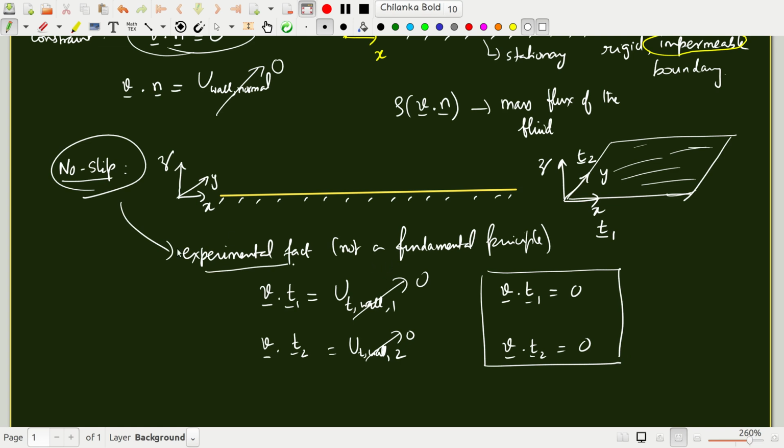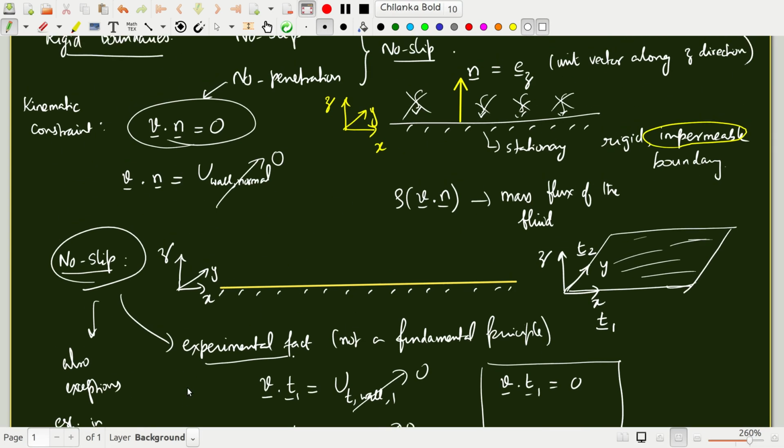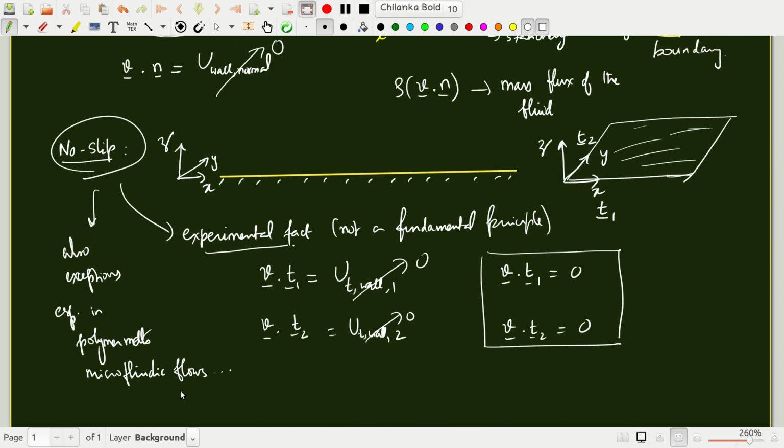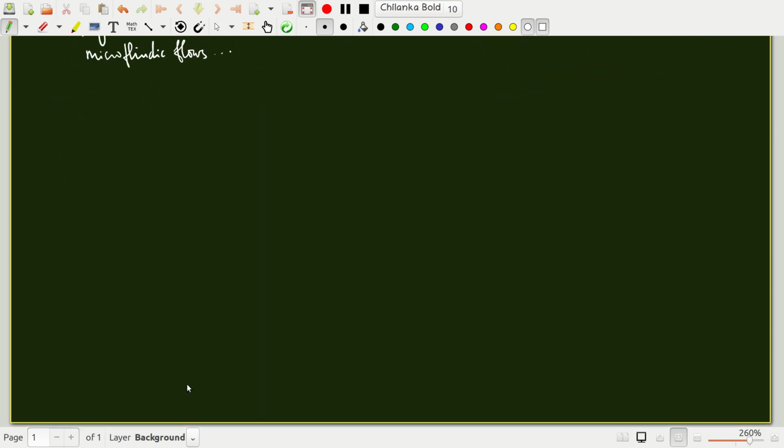So that means that there are also exceptions to no slip boundary conditions, especially in polymer melts and microfluidic flows and so on. Okay, so these are just to review what you perhaps already know about the boundary conditions at flow past a rigid surface.